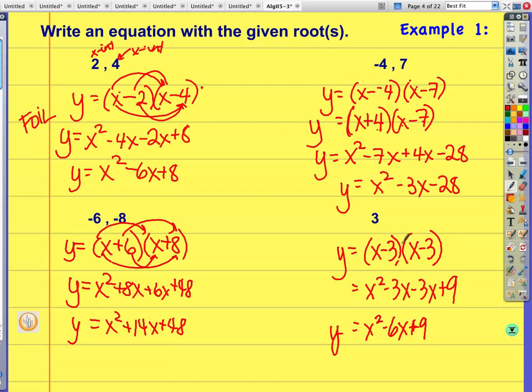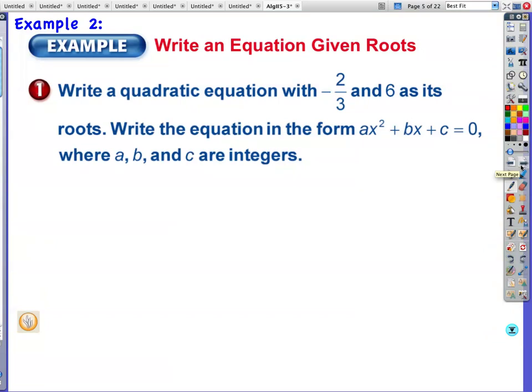Otherwise, if you just have, sorry, I'll try to cover it up with my hand if you can't see that part. If you just have this much, what's that? That's linear. All right, example number 2, write an equation with the given roots.